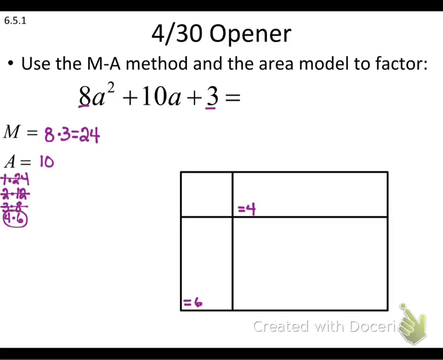So we do the same, just in different boxes? Kind of, yeah. So, since the 4 and the 6 represent that 10, what variable do I need to put with them? Yeah, an A.